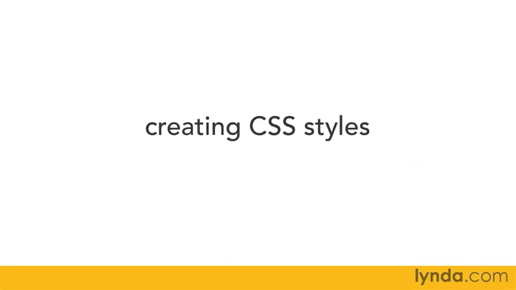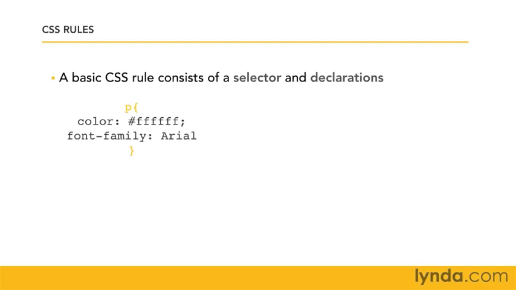Now, creating CSS styles. How do you create them, and what does it really look like? Well, it consists of a selector and declarations. The selector in this case is the paragraph tag. So anytime the paragraph tag is being used, it will change the properties of that paragraph text. In this case, it'll change the color to white. That's what those Fs are there for. And it will also change the font to Arial. So that's what it's going to do anytime the paragraph tag is being used.